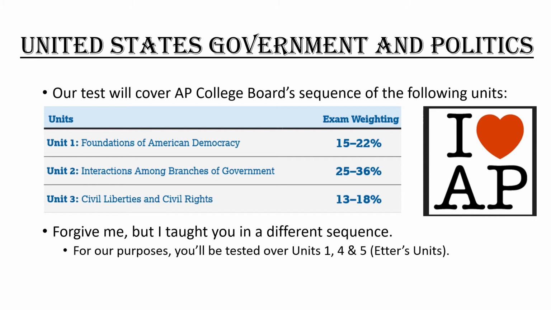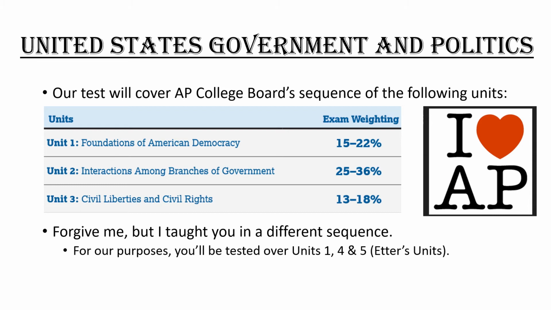So forgive me, I did teach you in a different sequence because some of you out there are going, but what about linkage institutions and political participation? Trust me, I'm saying the same thing. So that apparently is not going to be on there. But if you just add it to an FRQ, it's just going to beef it up, so it'll be fine. So like I said, I did teach you in a different sequence.